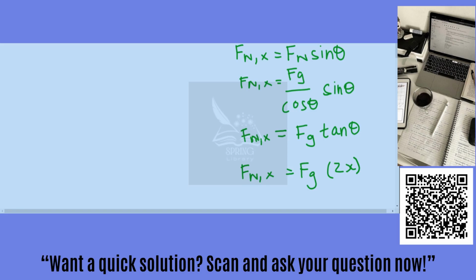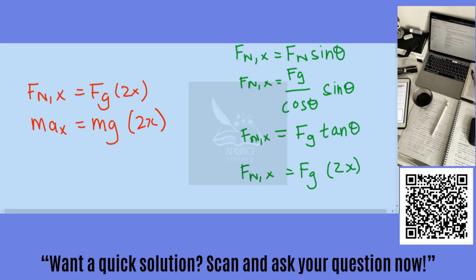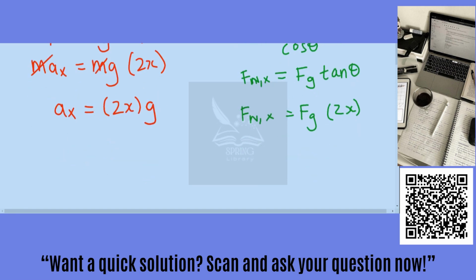and we can go one step further and get the acceleration because Fnx is our net force in the x direction. So Fnx will just be equal to m a_x. Fg is mg. And so we can get the acceleration is equal to 2x times g. So whatever the x value is, we just plug that in and we can get the acceleration. So that's what we are asked to do in part B.